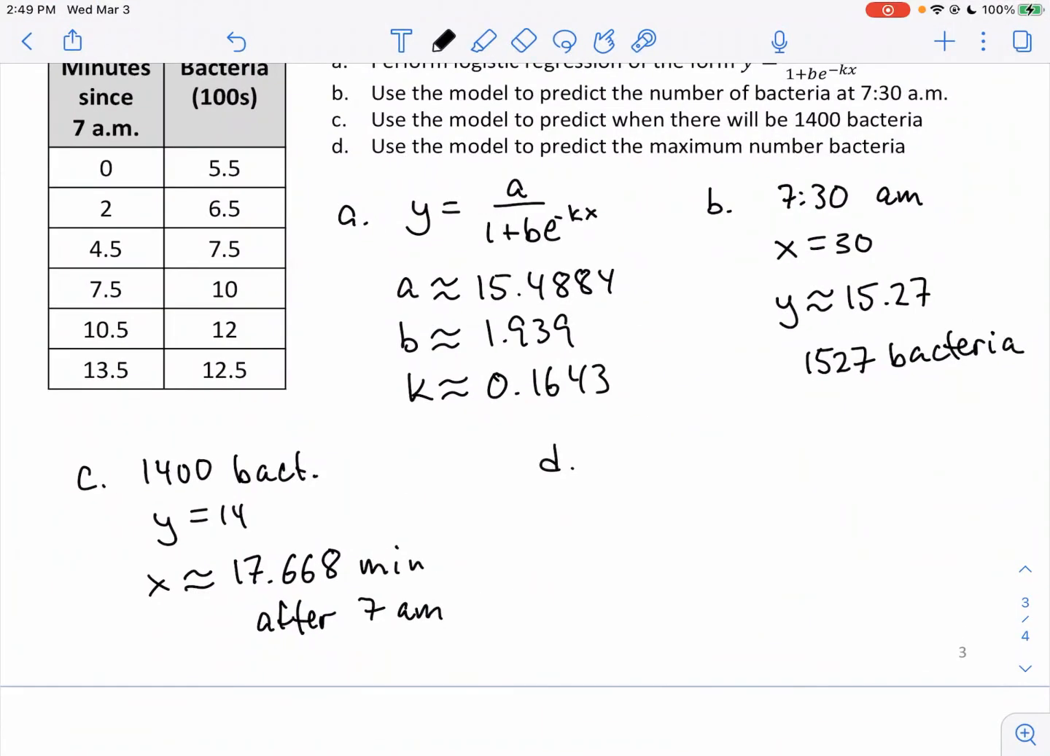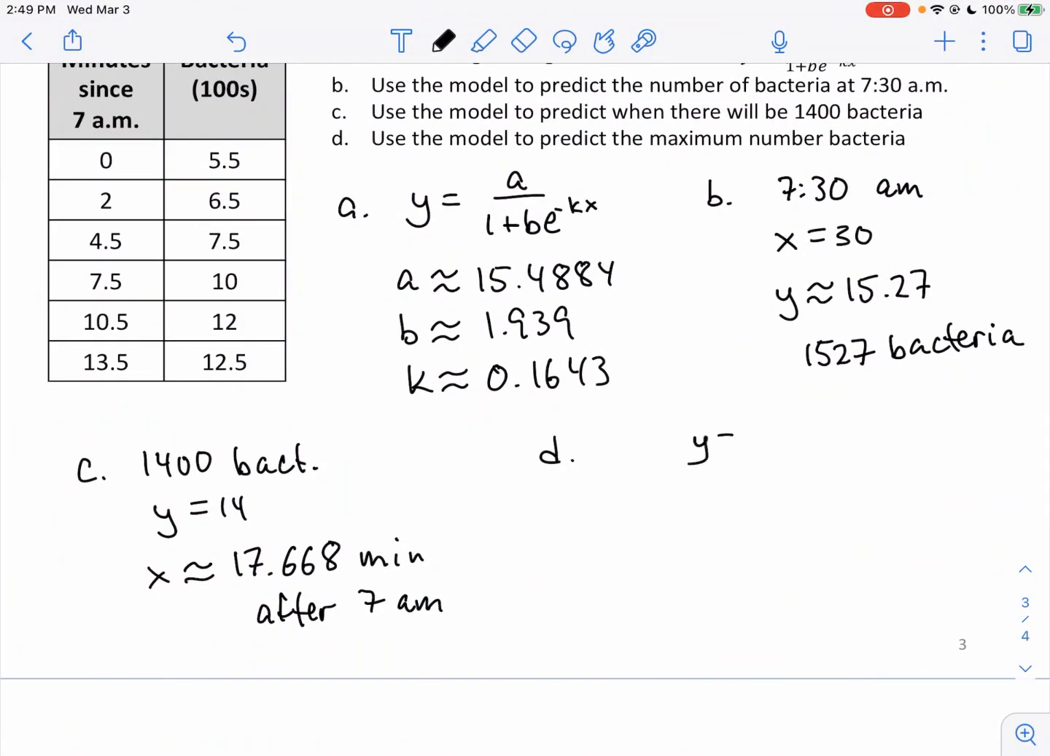15.8488. Let me make that approximate. That's going to be that horizontal line. That is the max of our logistic model. So that means a max of 1,548.8 bacteria.